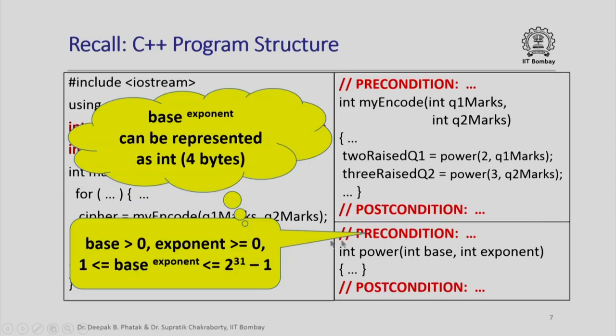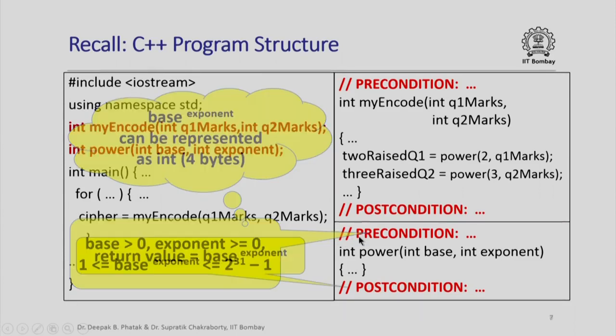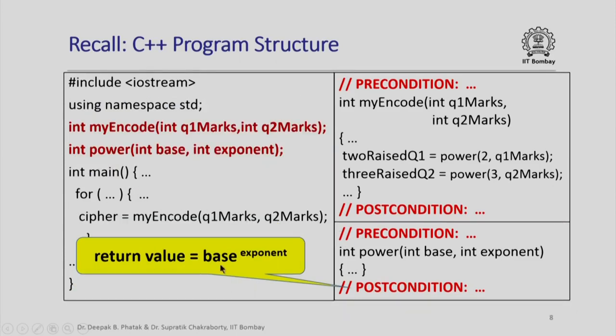For the power function, we had a precondition base greater than 0, exponent greater than or equal to 0, and I have also added another part to the precondition here. This is important, which we had not discussed in the earlier lecture, that the result base raised to exponent should lie between 1 and 2 raised to 31 minus 1. This is the range of positive integers that can be stored in the integer data type, and so we required this as part of the precondition, and if this precondition is satisfied, then the return value will indeed be as expected.